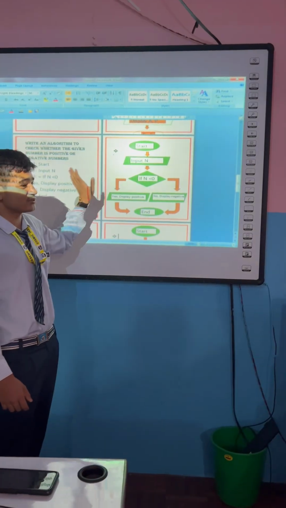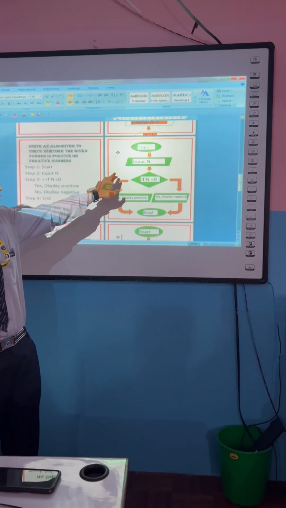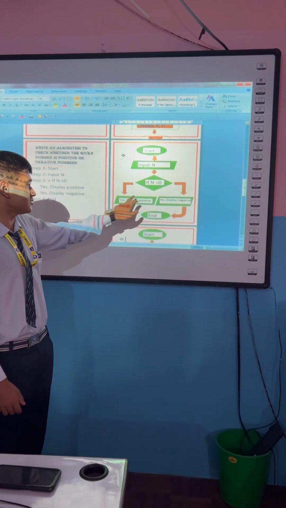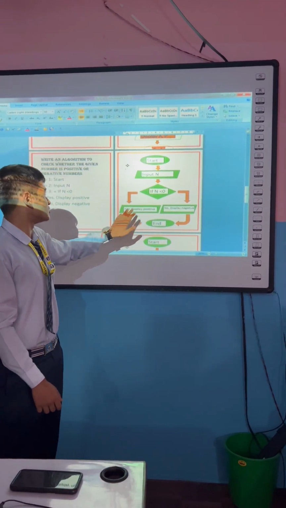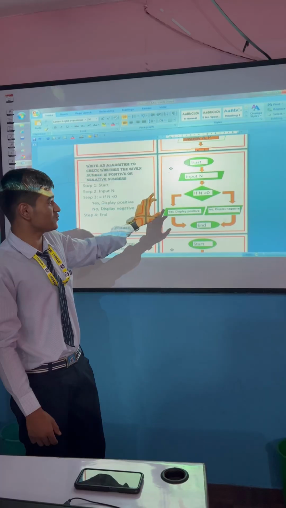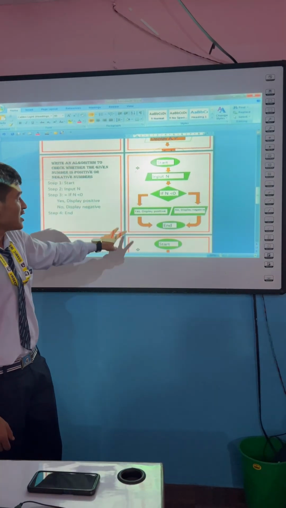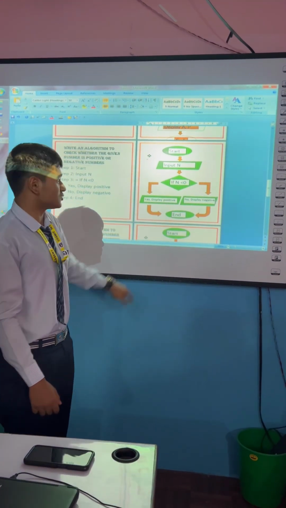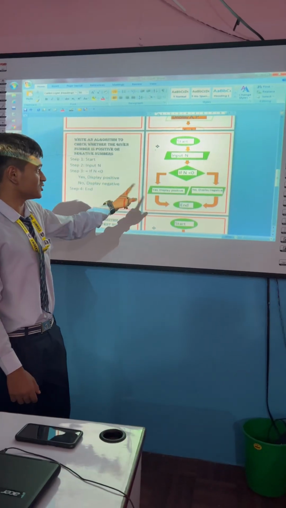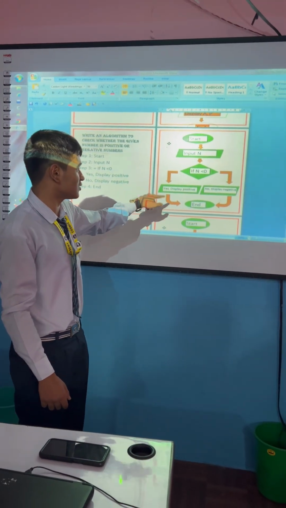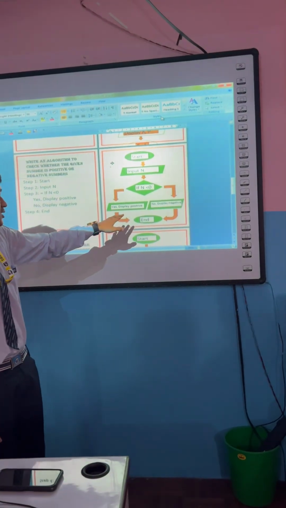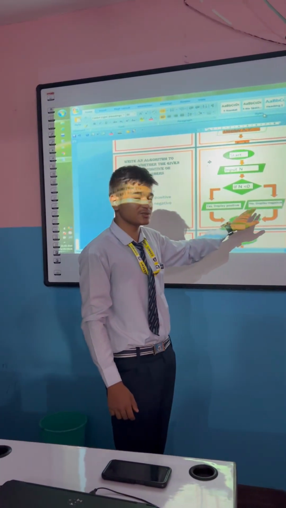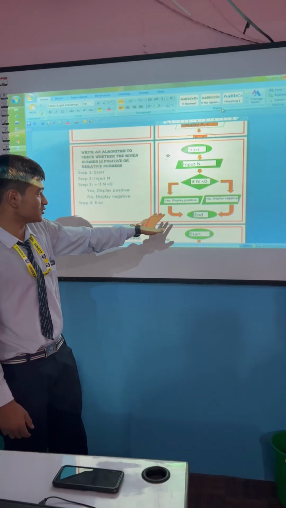It is an oval figure. It is a parallelogram figure. It is a diamond figure, parallelogram, and oval. In the diamond figure we have to put step 3, which is if N is greater than 0, and here we have to make two figures denoting whether it is correct or incorrect. If it is yes, then display positive. If no, display negative. Then we have to end.